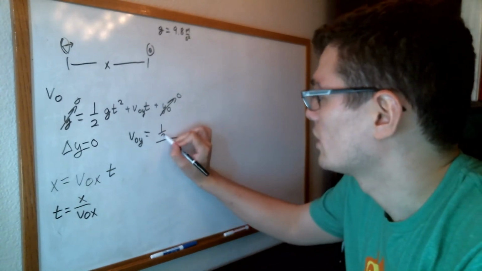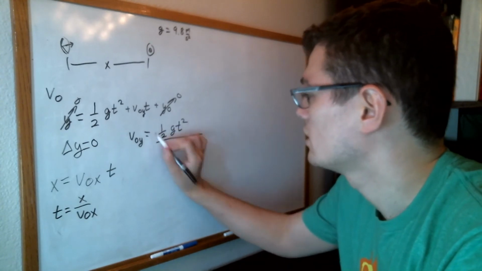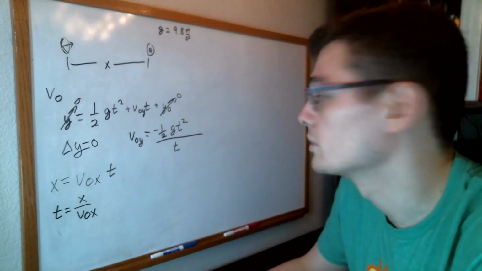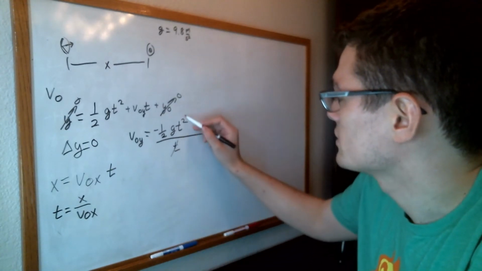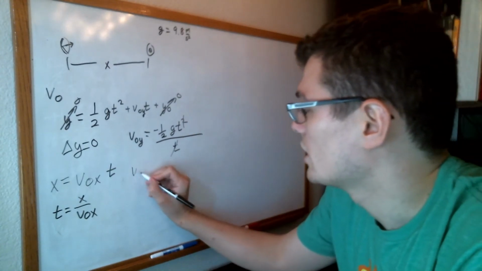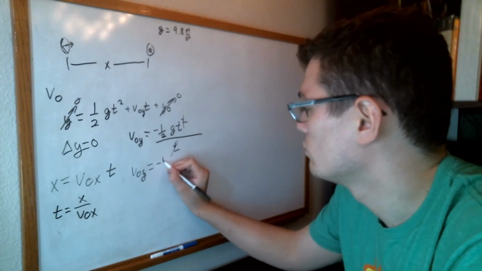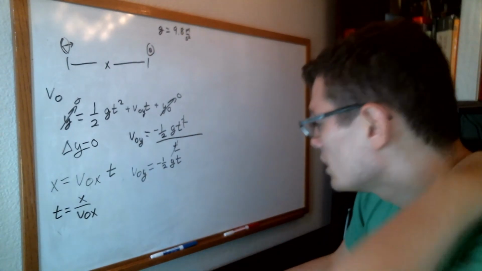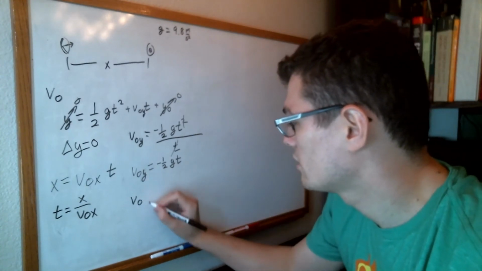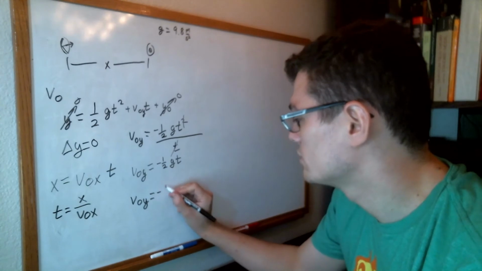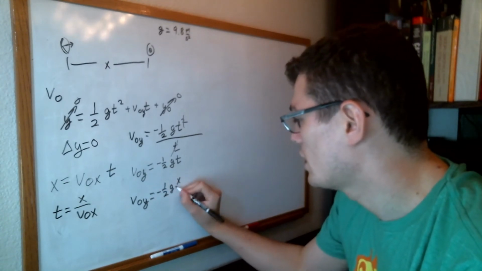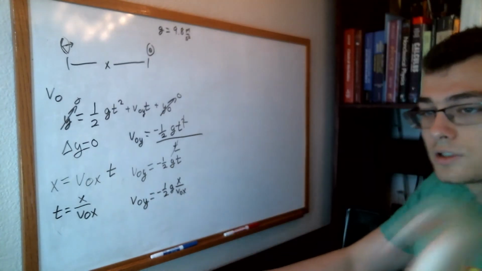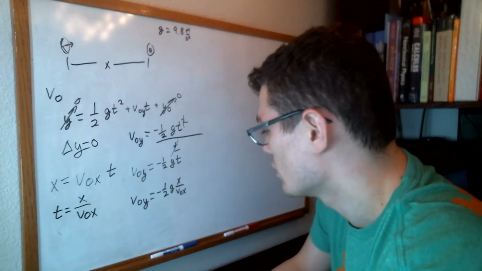And so then this is going to be 1/2 gt squared. This is going to be negative, so we have to take the 1 over to the other side. This accounts for our negative g here, so our answer is going to be positive. T cancels here, and so v naught y is equal to 1/2 gt, or negative 1/2 gt. And so now v naught y is equal to 1/2 g x over v naught x. So we can see that these two are related in some way.